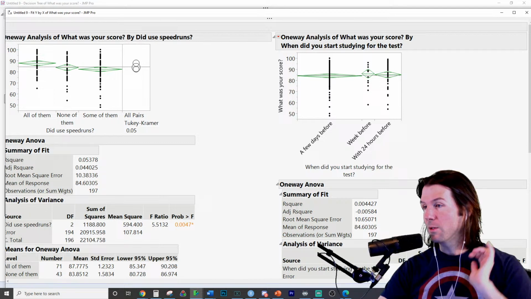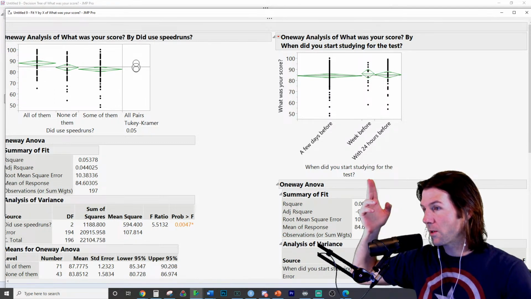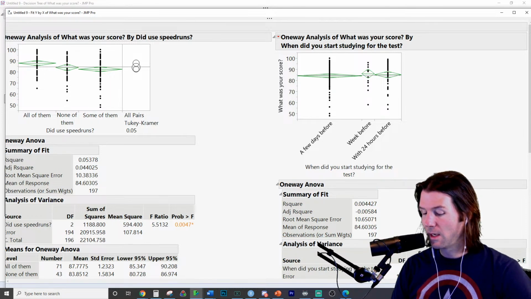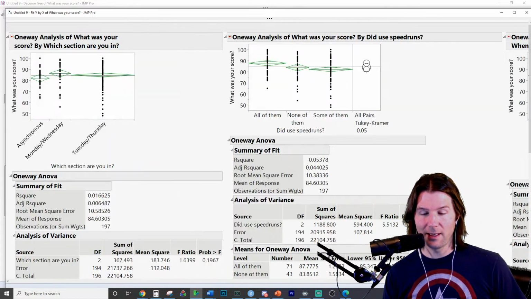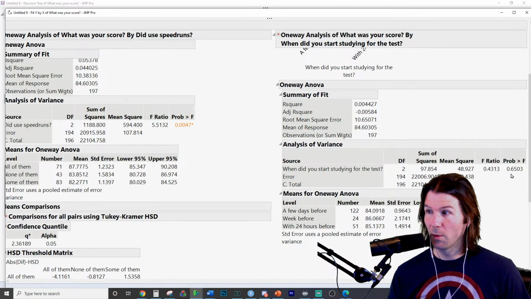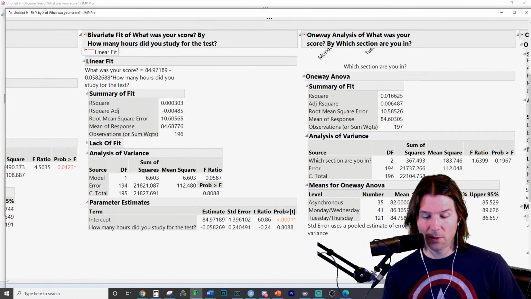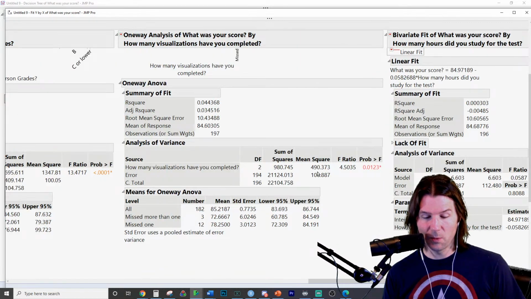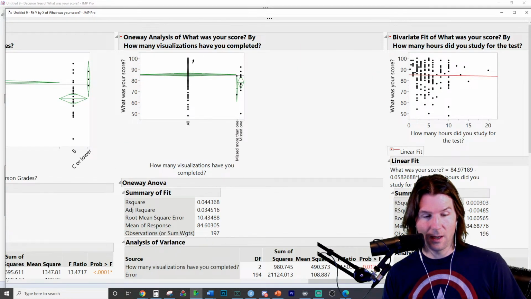You know what I find so interesting about this? It's not really when you started studying for the test that made the difference. It's more what you were doing in class. Like, here's when people started studying, not statistically significant. That's super not significant. What really mattered when we looked at the statistically significant things was this is statistically significant. Did you do your visualizations? So doing the visualizations helped.